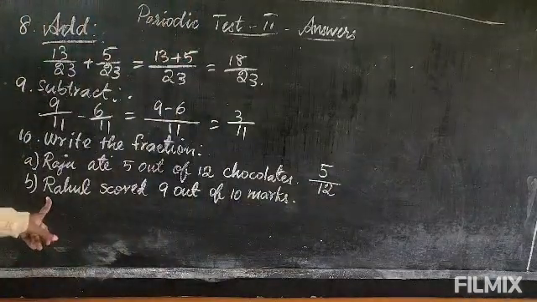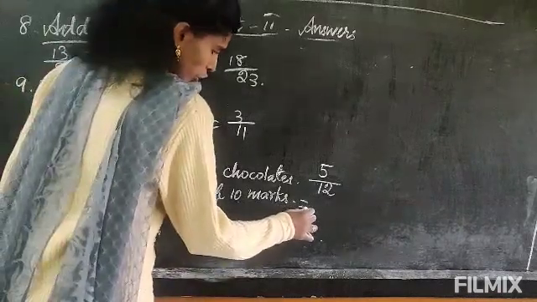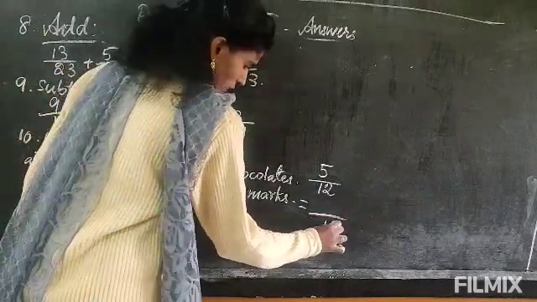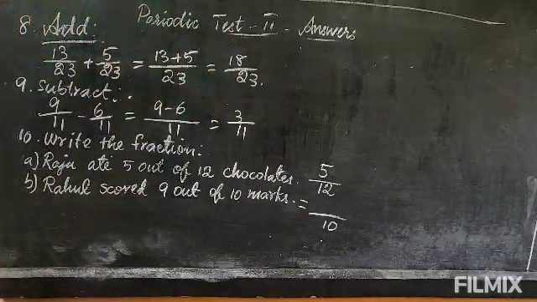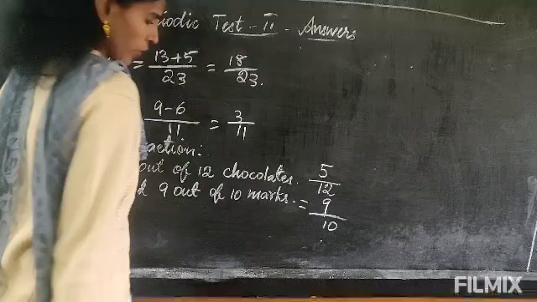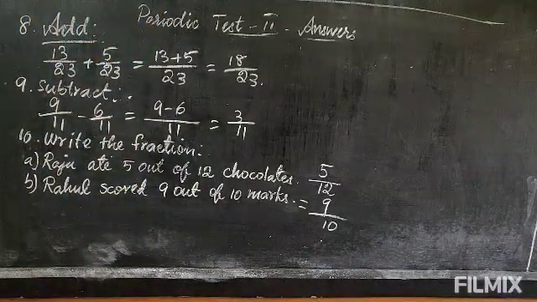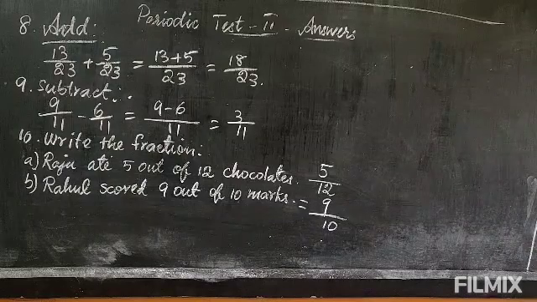Again here also, Rahul scored 9 out of 10 marks. So the total marks you write in the denominator. The total mark is 10. So the 10 we will write in the denominator and he has scored 9. So 9 will be the numerator. So the fraction for this problem is 9 by 10. So 5 by 12 and 9 by 10, that is the answer.